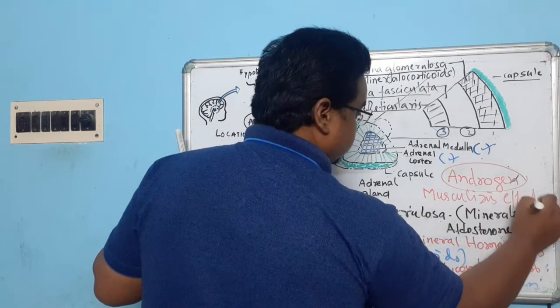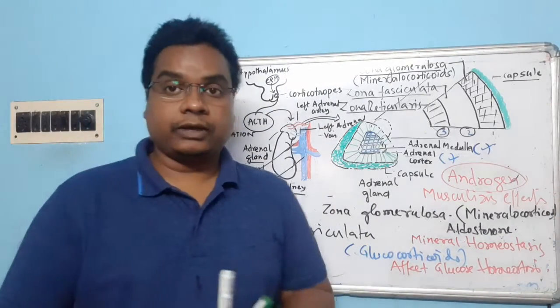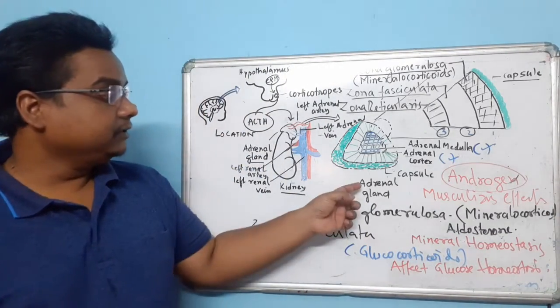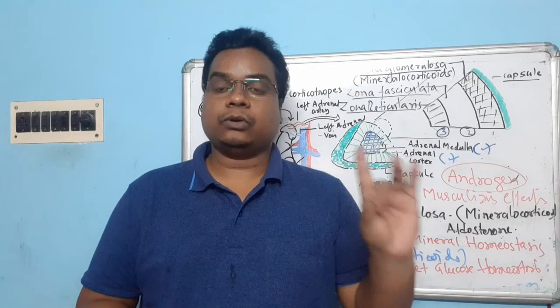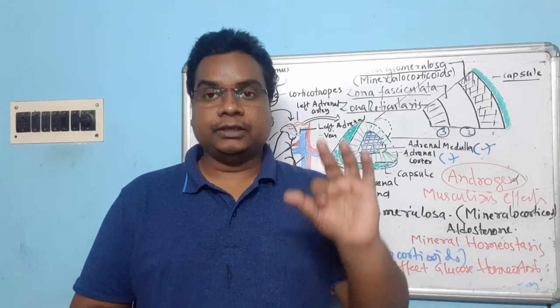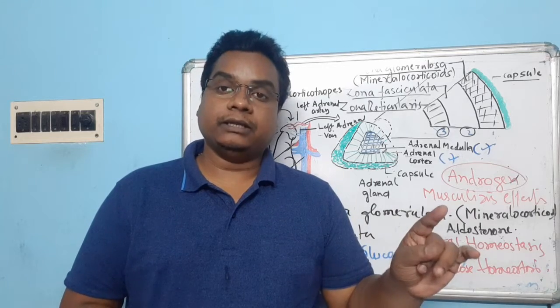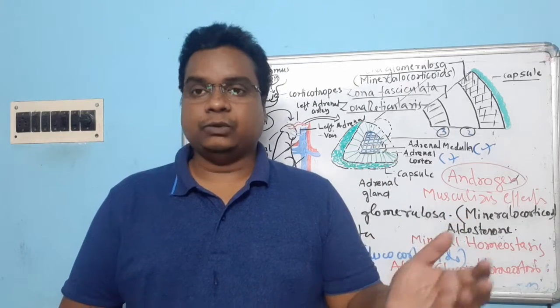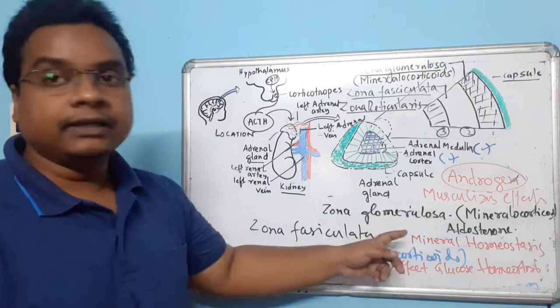So this is what we have about the adrenal cortex of the adrenal glands, which is involved in the secretion of mineralocorticoids, glucocorticoids and androgens for their specific functions. Mineralocorticoids are for mineral homeostasis, glucocorticoids affect glucose homeostasis, and androgens have a masculinizing effect.